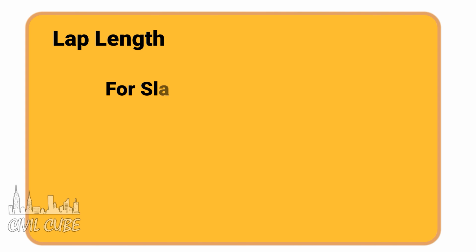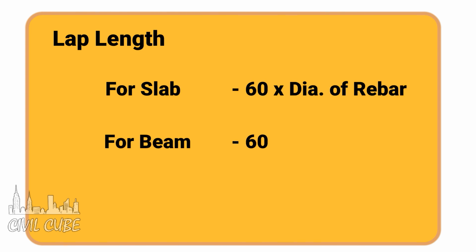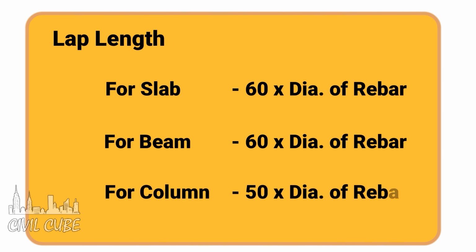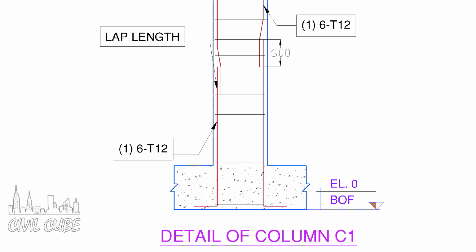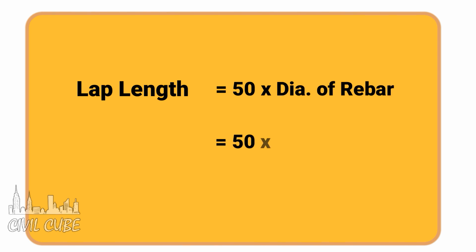For slab, the lap length is 60 into dia of rebar. For beam, the lap length is 60 into dia of rebar. For column, 50 into dia of rebar. For example, if we use 12 dia of rebar as column reinforcement, to overlap this rebar, the lapping length of the bar is 50 into dia of rebar 12. We get a result of 600 length. So this is the lapping length of column.